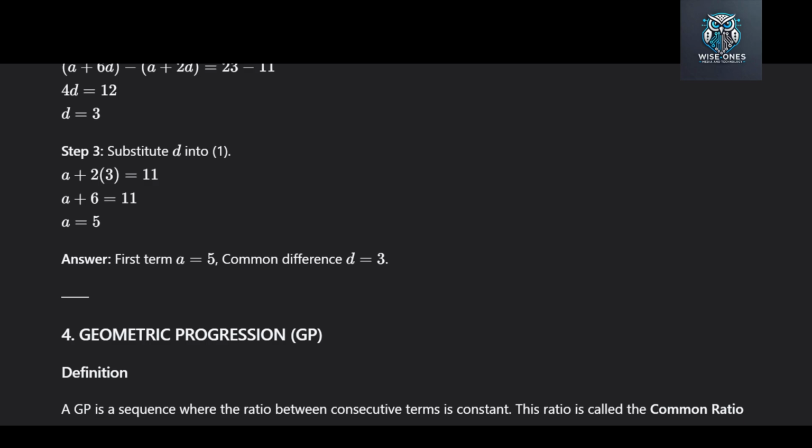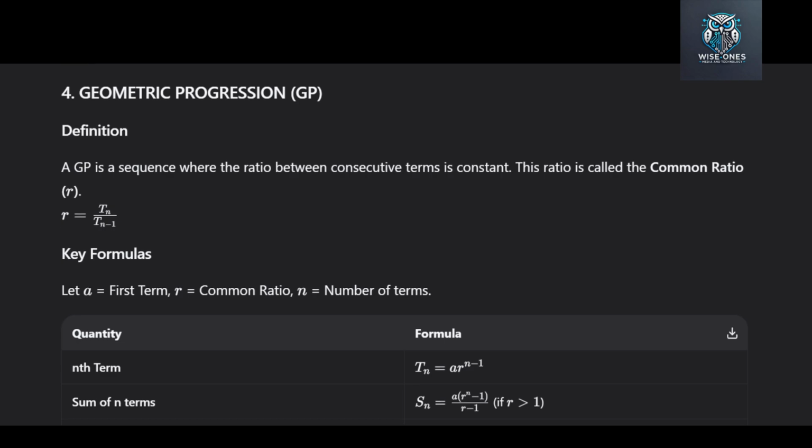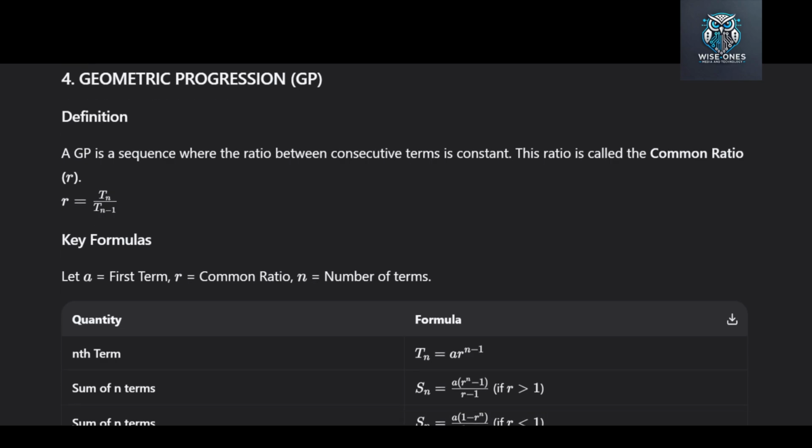Now let us move to section 4. Geometric progression. What is a geometric progression? A GP is a sequence where the ratio between consecutive terms is constant. This ratio is called the common ratio. We use the letter r for this. To find r, you divide any term by the term before it. So, r equals t sub n divided by t sub n minus 1. For example, in the sequence 3, 6, 12, the ratio is 6 divided by 3, which is 2, and 12 divided by 6 is also 2. So the common ratio is 2.